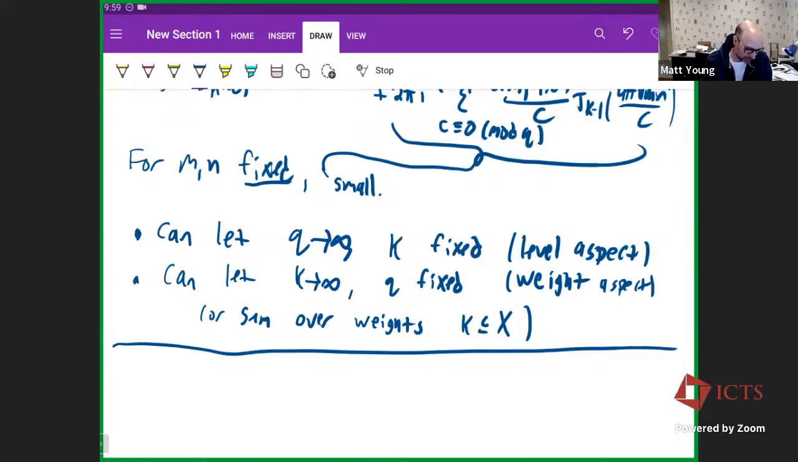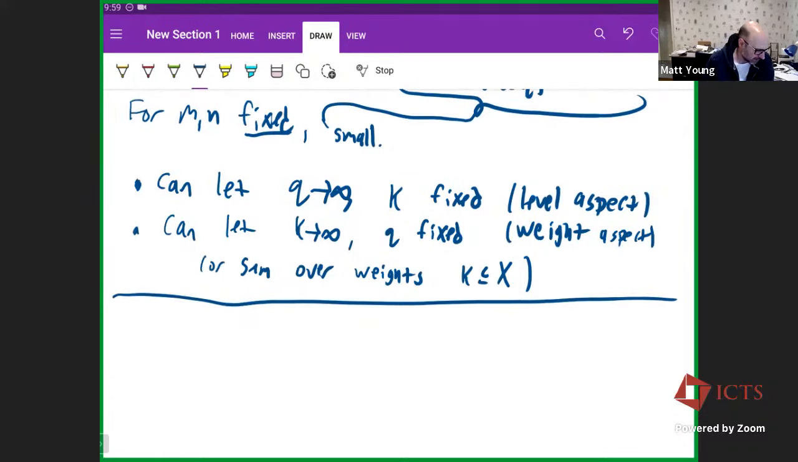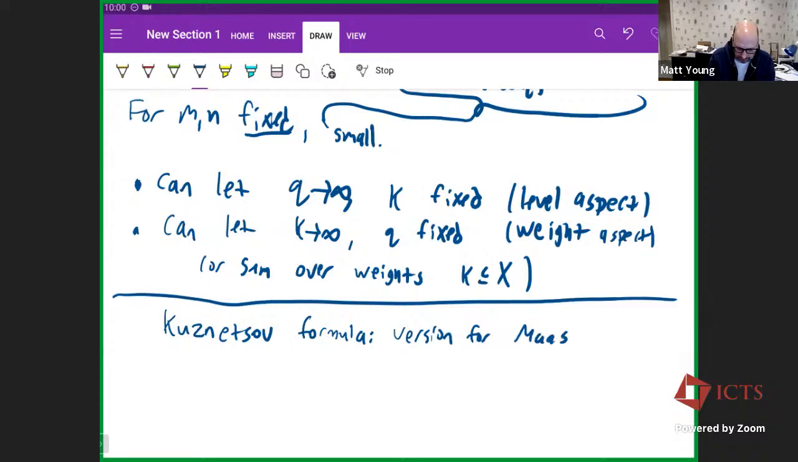There's a huge amount we could say, but let me just finish with a little bit. I'll mention in passing a cousin of the Petersson formula called the Kuznetsov formula. This is a version for Maass forms, so you can sum over Maass forms instead of holomorphic modular forms. There's a structurally similar type of formula, although it's more complicated to write down, and I don't want to write it down.